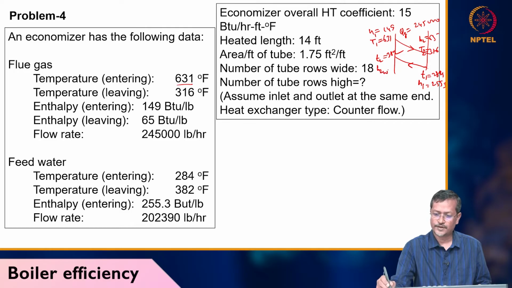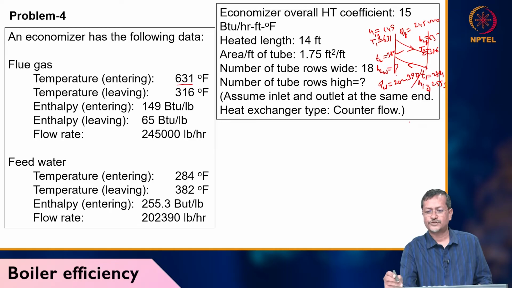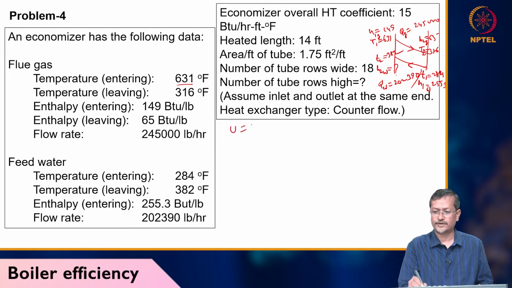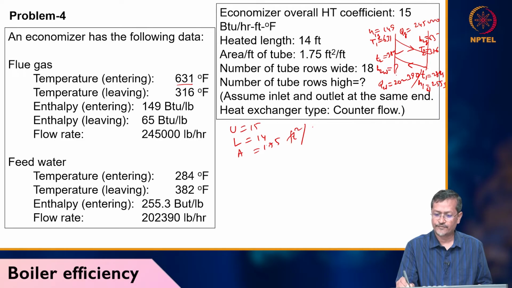H2, maybe H water I can write, water, H gas, H2 gas. So H2 water is not given, okay, but flow rate is given. Q water is given 202390. Okay, these values are given. So economizer overall heat transfer coefficient also given, U also given 15, heated length 14 feet, and area of tube is given 1.75 feet square per feet.